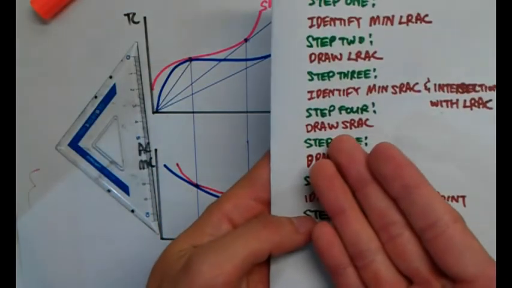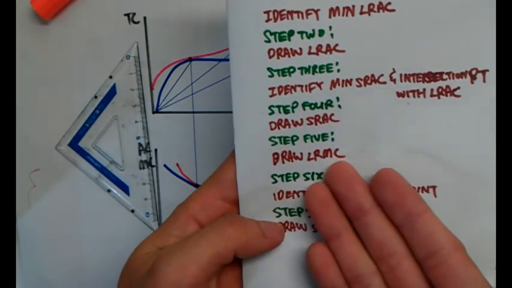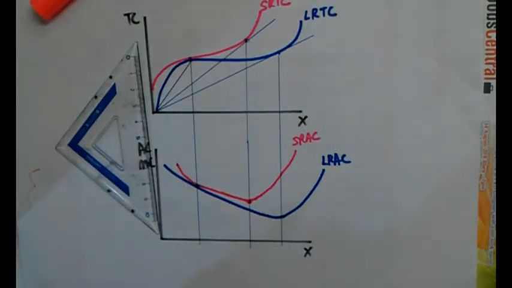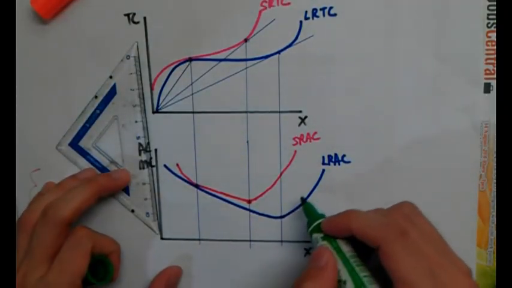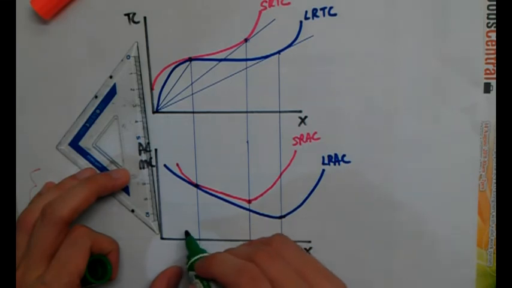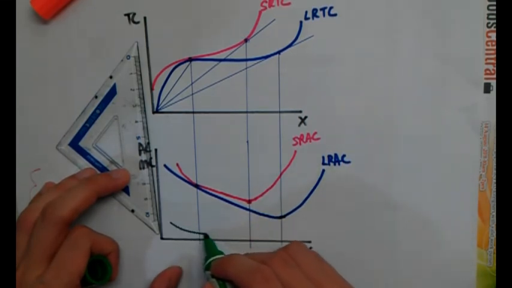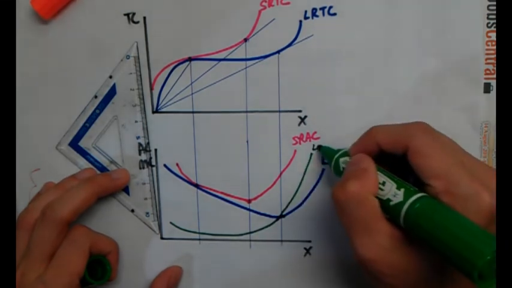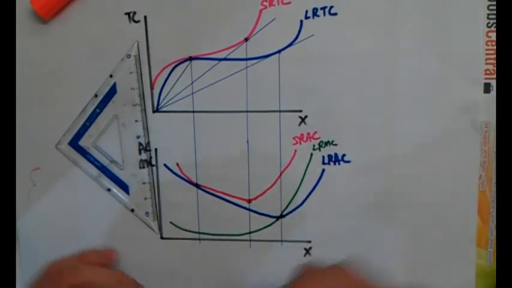Next step, we have drawn the SRAC. Step 5, draw LRMC. You know that the LRMC will meet the LRAC at its minimum point over here, and you just got to make sure that it would go all the way past this point, and you will find out why later. LRMC. Okay, we are almost done.